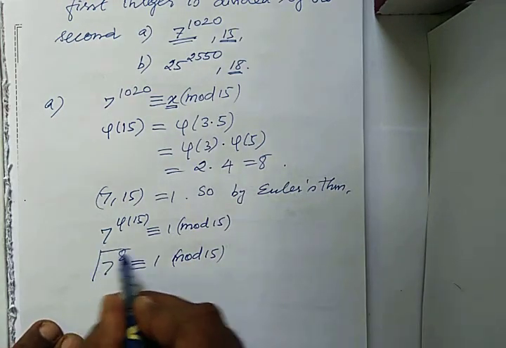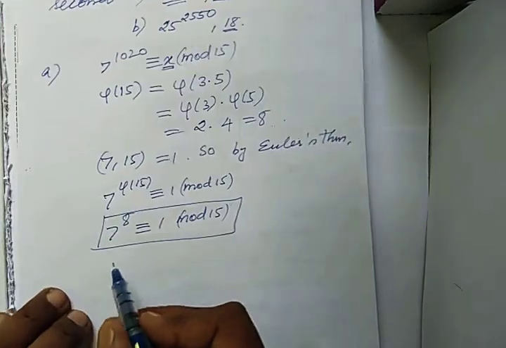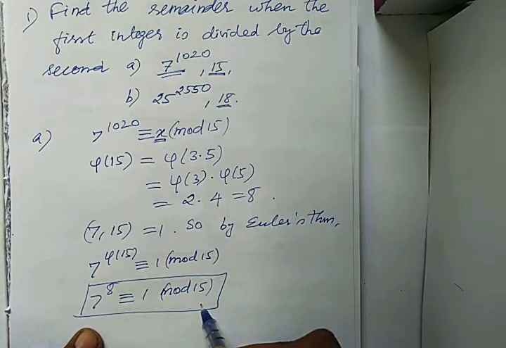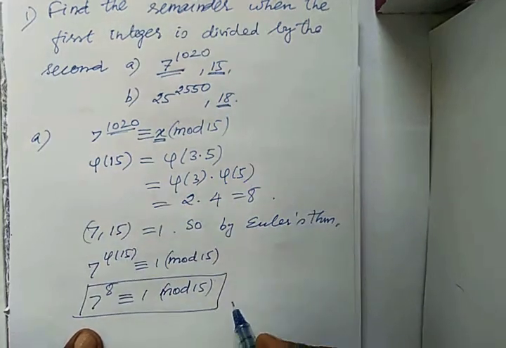So using this one line we are going to solve this one. See, 7 power 8 is congruent to 1 mod 15. Now we have 1020 in the power.